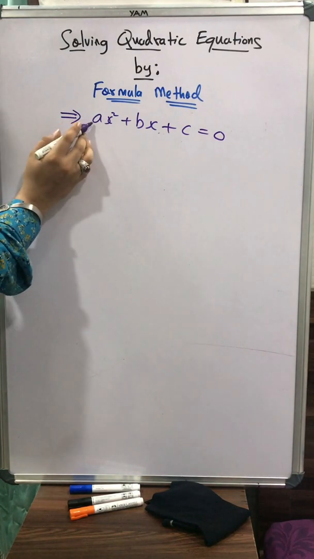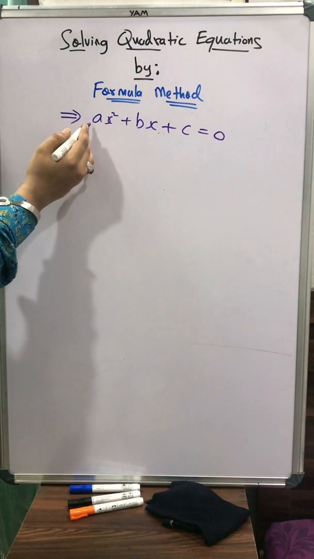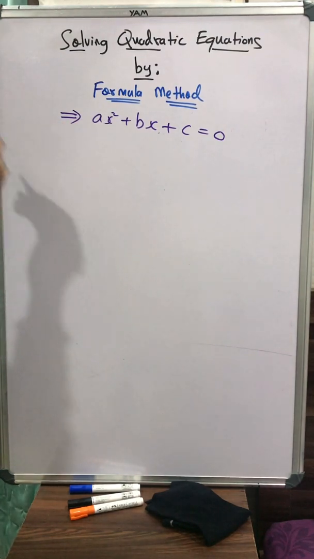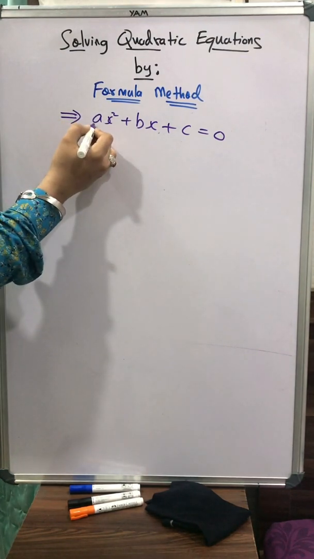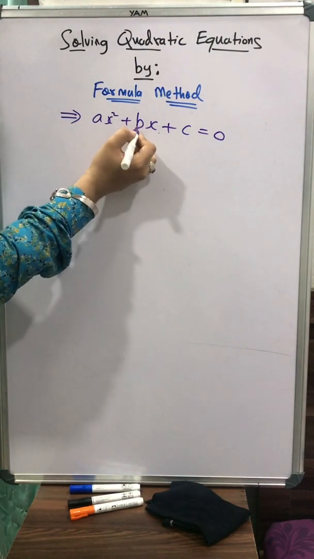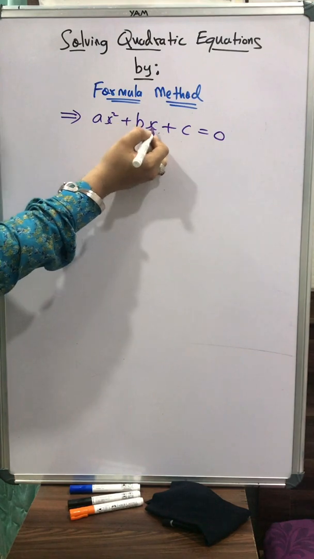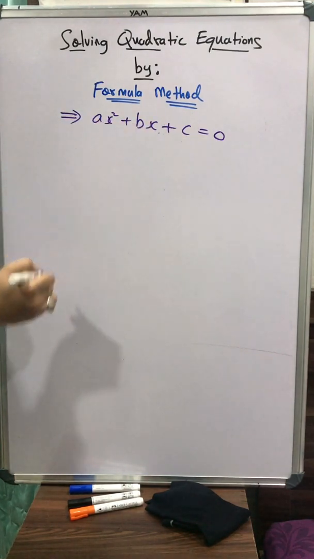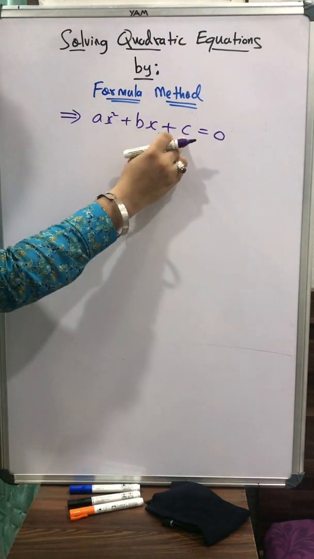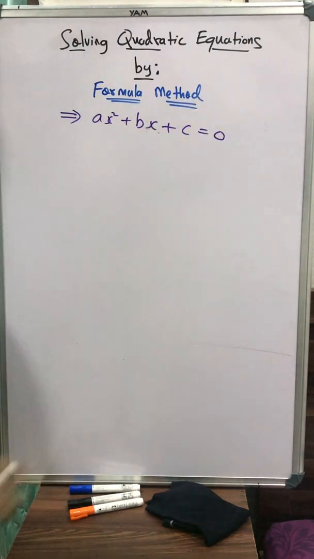Yes, a is any number, any constant, 5, 6, 7, anything which is associated with x square. So technically, a is called the coefficient of x square. What is b? b is called the coefficient of x. And what is c? c is called the constant. Why is it called constant, students? c is called constant because it does not have x with it.